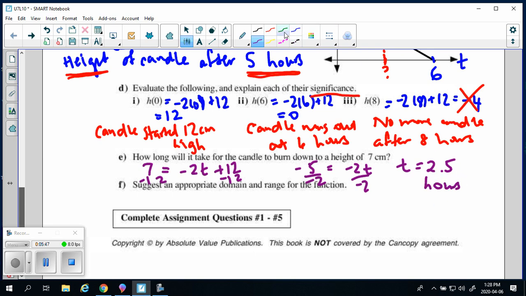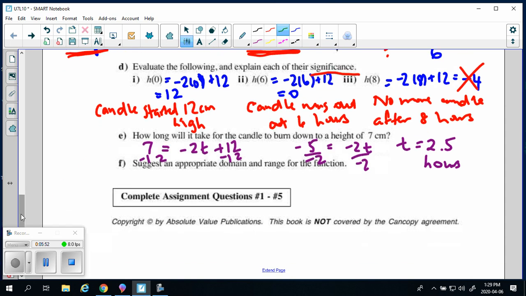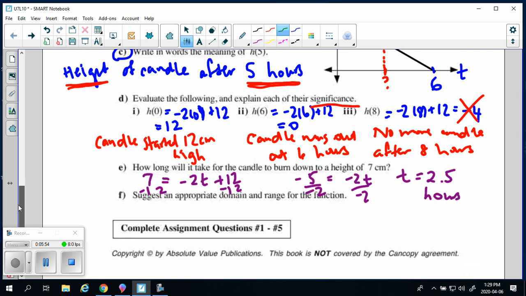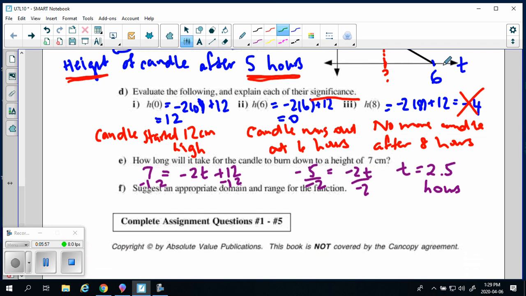The last question asks us to suggest an appropriate domain and range for the function. So we're looking in the context of the problem as to the numbers that actually make sense. So in the time limit, you could say that the domain really only goes from 0 to 6, because after that, the candle is run out, and you can't have negative time, and you can't have a candle past 6 hours. So we're just going to set it here. And because t is continuous, we can put that it's an element of the reals.